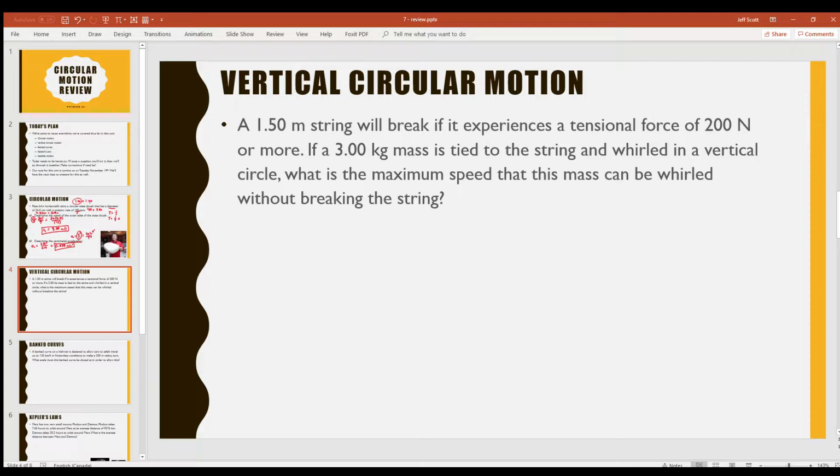All right, so a 1.5 meter string will break if it experiences a tensional force of 200 newtons or more. If a 3 kilogram mass is tied to the string and whirled in a vertical circle, what is the maximum speed that this mass can be whirled without breaking the string?